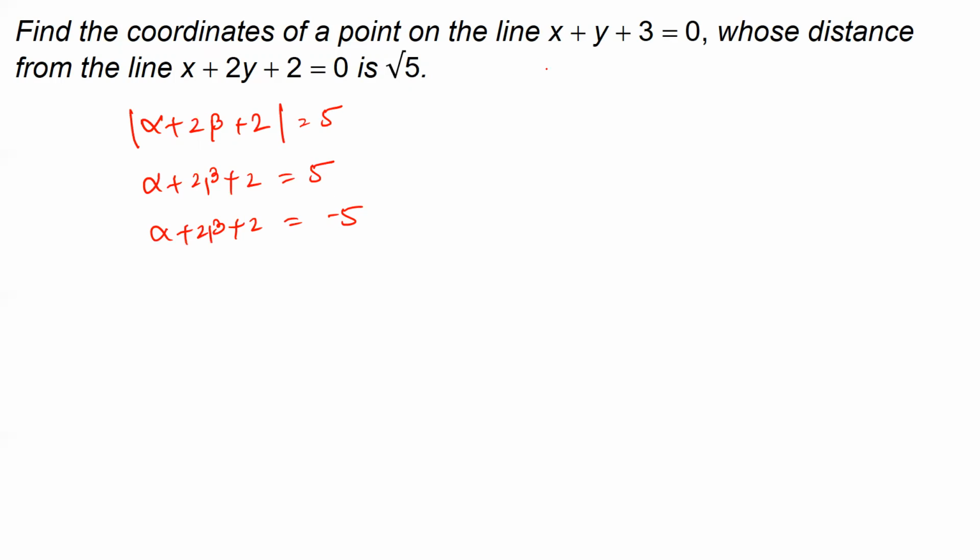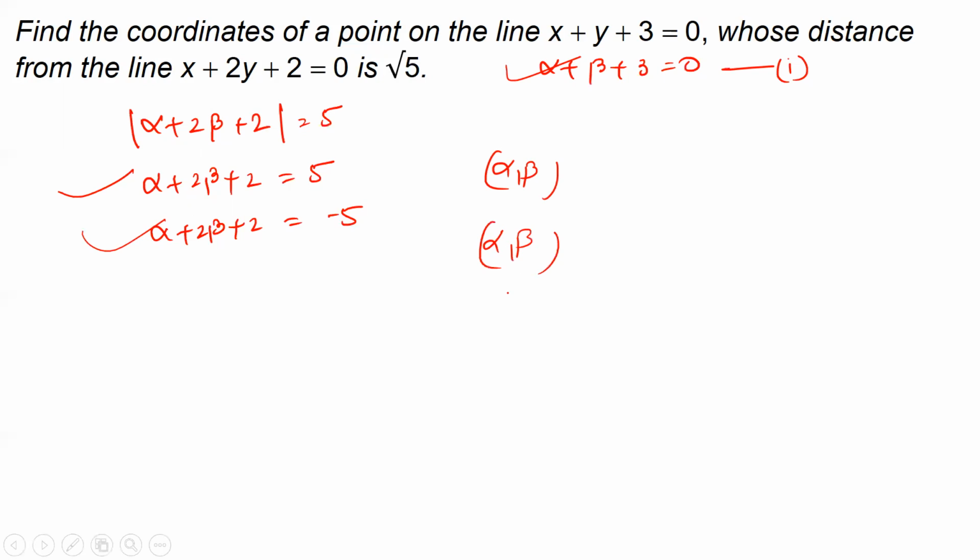And the first equation was alpha plus beta plus 3 is equal to 0 because the point lies on this line. If I take this equation and this equation and solve them simultaneously, I get some values for alpha and beta. And if I take the other equation and this equation, I'll get another pair of alpha and beta. I leave this to you as an exercise, so find out these two points and just let me know in the comment section.